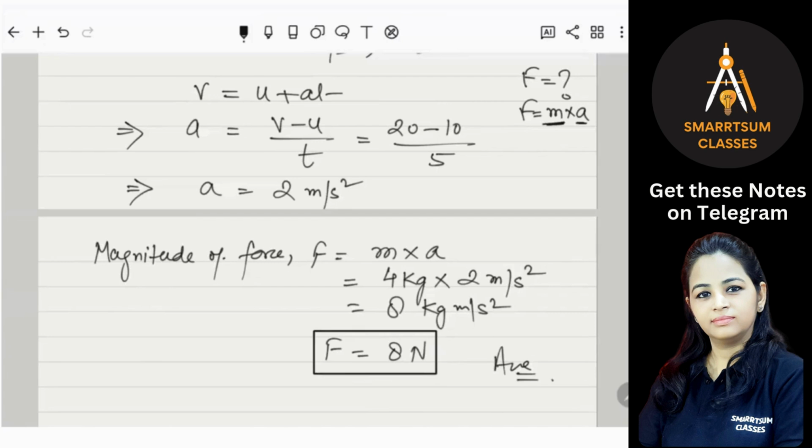Okay. So what is the force? What is the magnitude of the force? 8 Newton. Magnitude of the force means you have to simply find out the value, right? You need not tell about the direction, right? Okay. Please note.